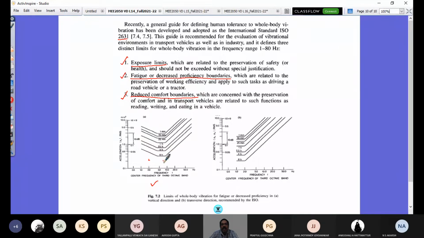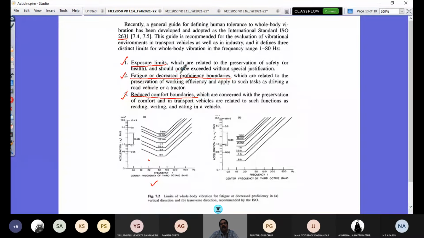And those data should be falling below this line. If I drive my vehicle from one metropolitan city to another, say for more than 8 hours, then the average values of this RMS acceleration should fall below this line. There are three important levels by ISO 2631, called exposure limit, fatigue or decreased proficiency boundaries, and reduced comfort boundaries.